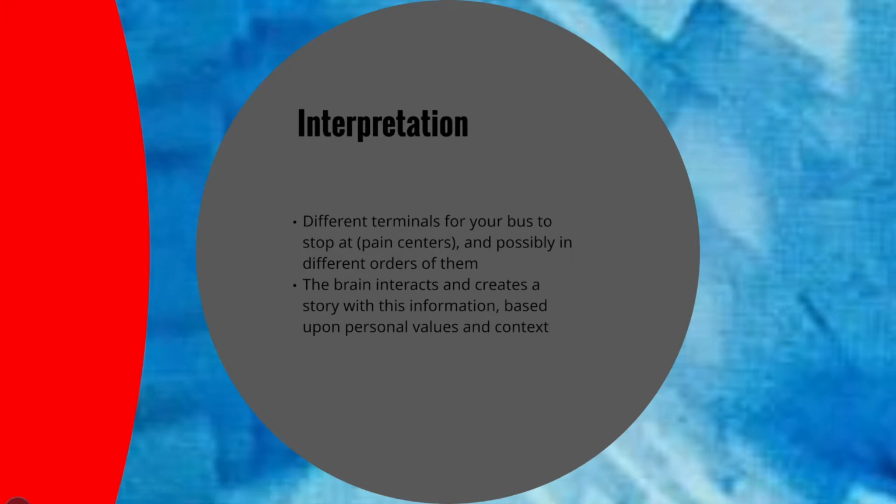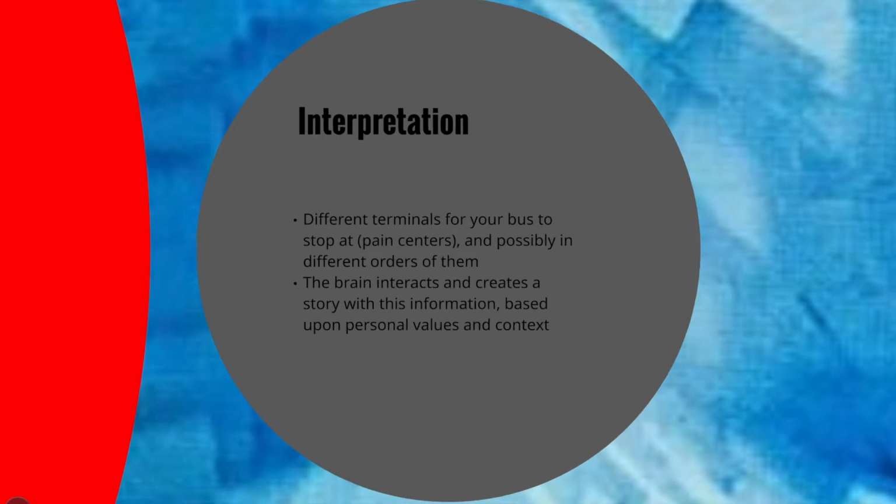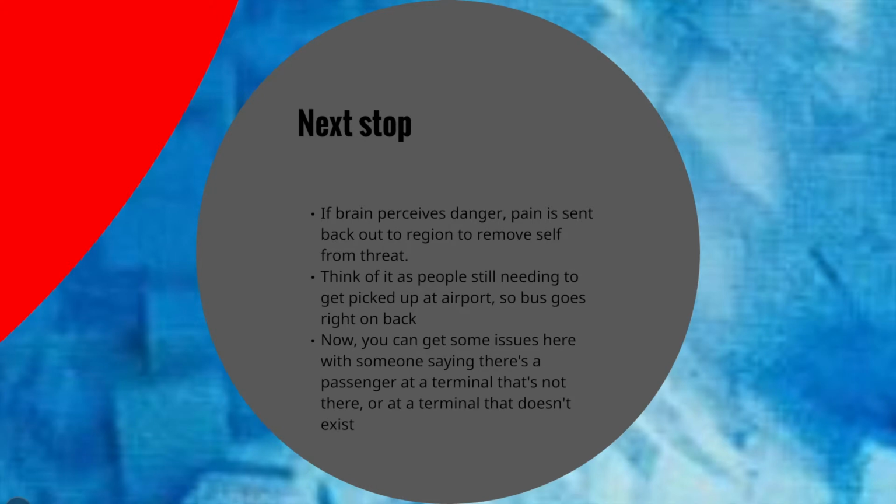And then within this framework, or this matrix, if you will, in the brain, the brain creates a story based upon personal values and context and personal experience and previous experiences with the incident. And from there it starts to then fire off how much pain you might be in. So then if the brain perceives danger, pain is then sent back out to that region to remove the body from threat. You can think of this as a dispatcher noticing that there's still people at the airport needing to get picked up, so the bus goes right on back.